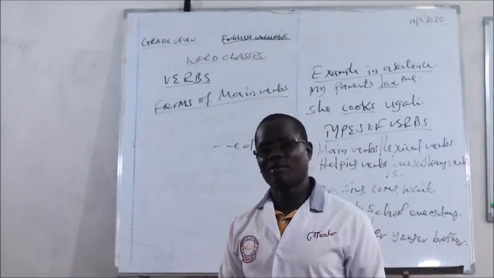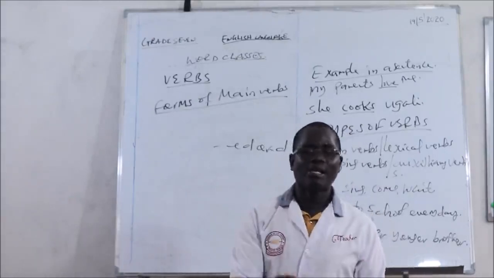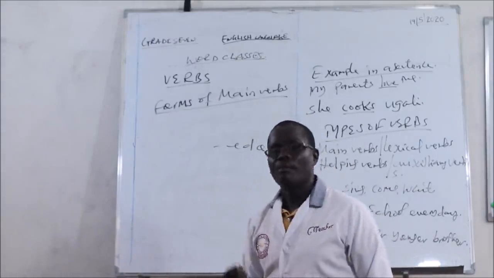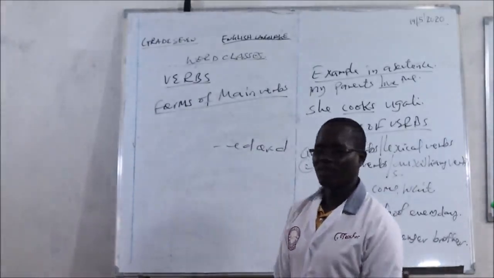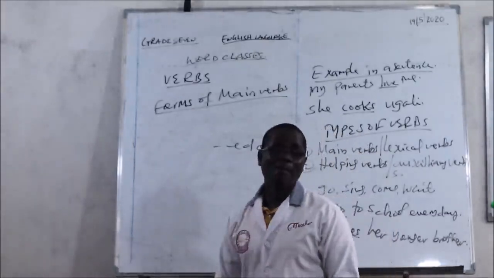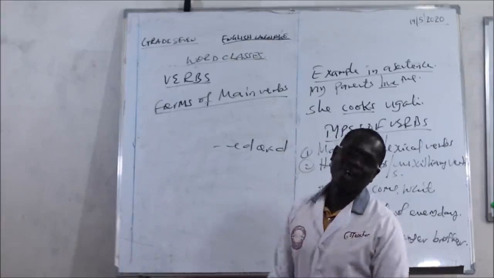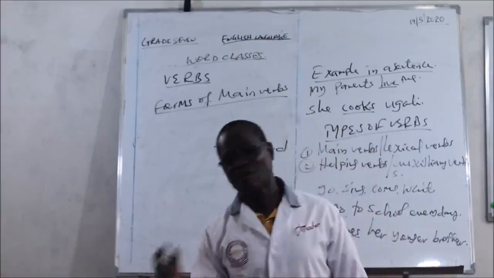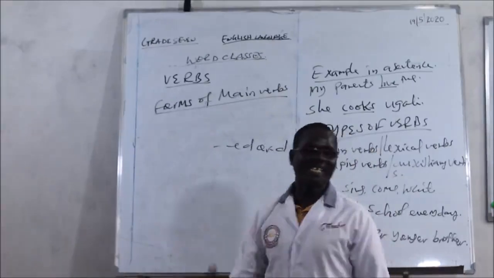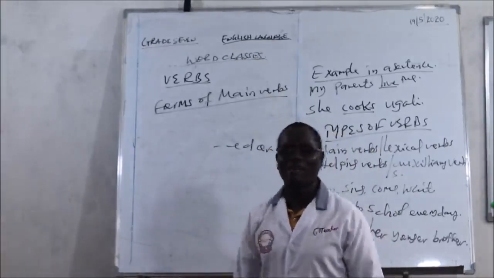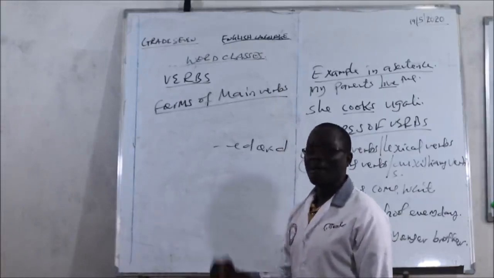Why do we call it regular main verb? We are calling it regular because it is agreeing with the regularity of marking, of representing a verb into its past form. Then, if a main verb does not accept the addition of ED or D, then that main verb becomes irregular, due to the fact that it is violating the rule of representing a verb into its past form. Therefore, it becomes irregular main verb.